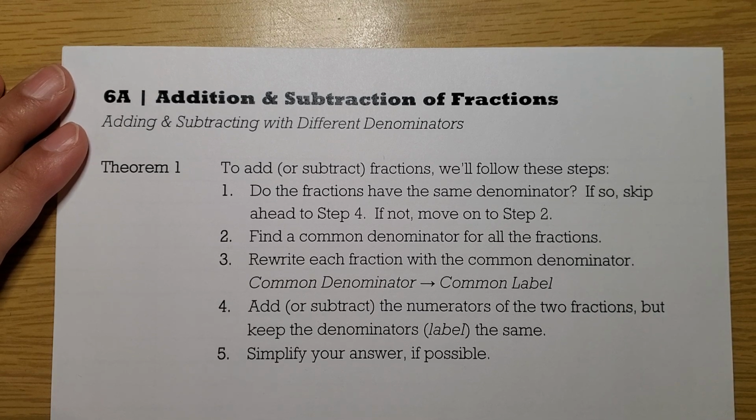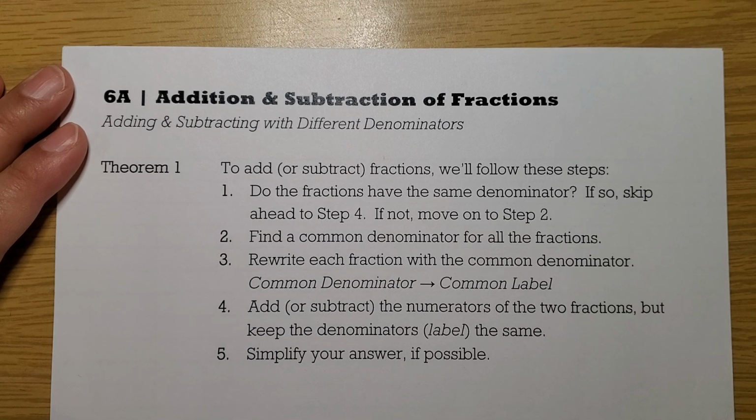For example, in the last video, we had like 5 nickels and 4 dimes. In that case, I had to convert nickels into cents and dimes into cents. So that's basically what we're doing here. We're converting our fractions so that they have the same size piece of the pie, and then we can add or subtract.